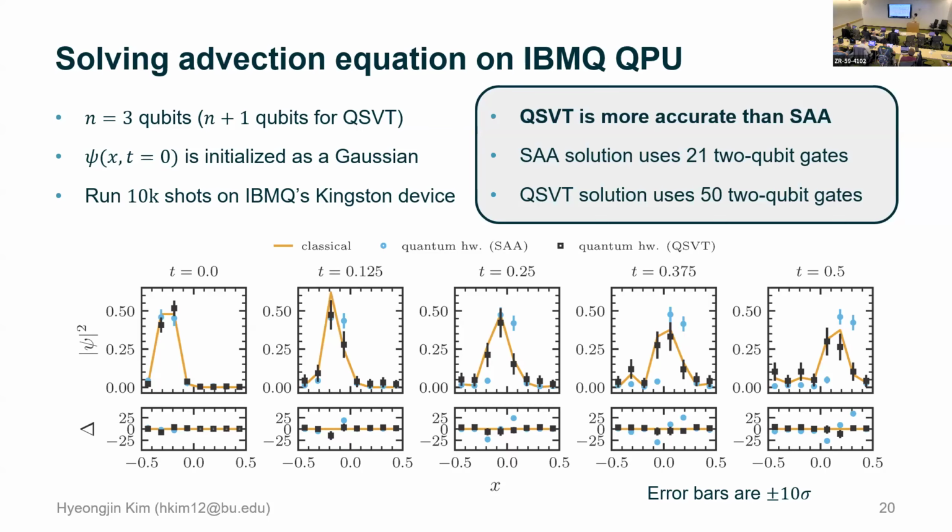And in this case, the SAA solution used only 21 2-qubit gates after transpilation, but the QSVT solution used 50 2-qubit gates after transpilation. So to the best of our knowledge, this is the first time that QSVT was implemented to solve PDEs on a quantum computer and achieve better results than the one without it. So pretty exciting for us.